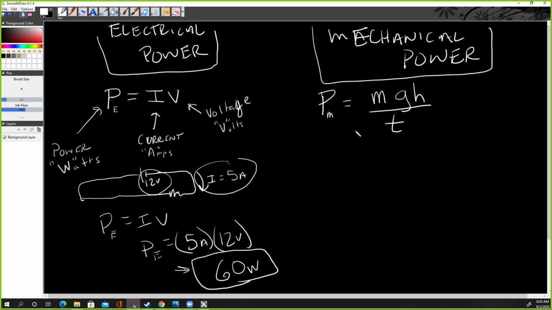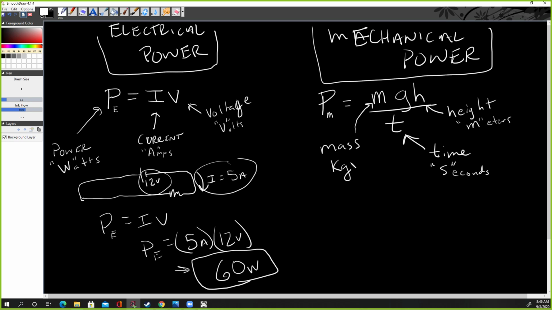So that's why we have a few things. I need to know how fast I'm doing it: time, in seconds, with an S. Then I need to know how high you are lifting it: height, in meters, so you'll see an M. And then, how massive is the thing you're lifting? Mass in kilograms. And that's kilograms, by the way.